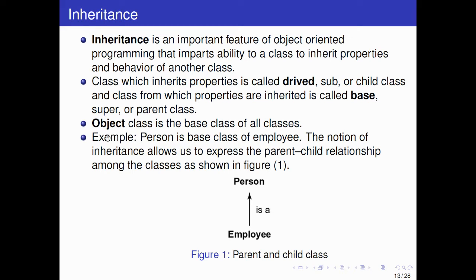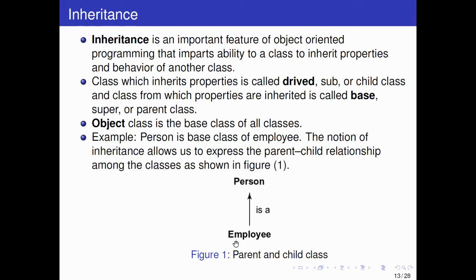Let's see an example. Like person is a base class of employee. The employee class you have not seen, I think, so I will show you. The person class you have seen, in which the object contains name, date of birth, and address. The notion of inheritance allows us to express the parent-child relationship among the classes as shown in figure one. So this is figure one.